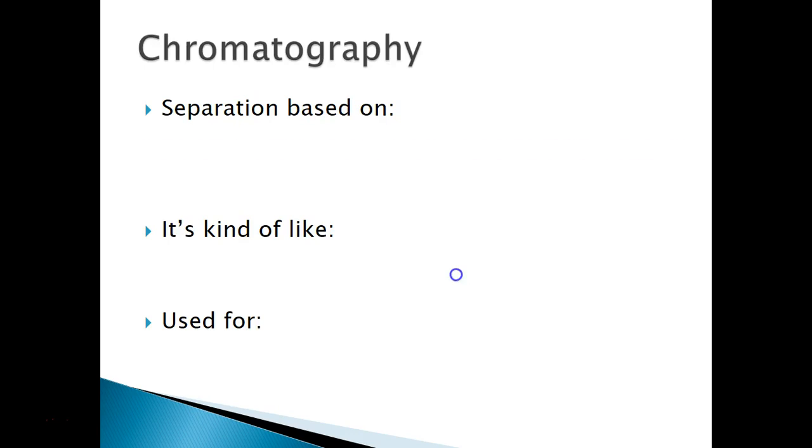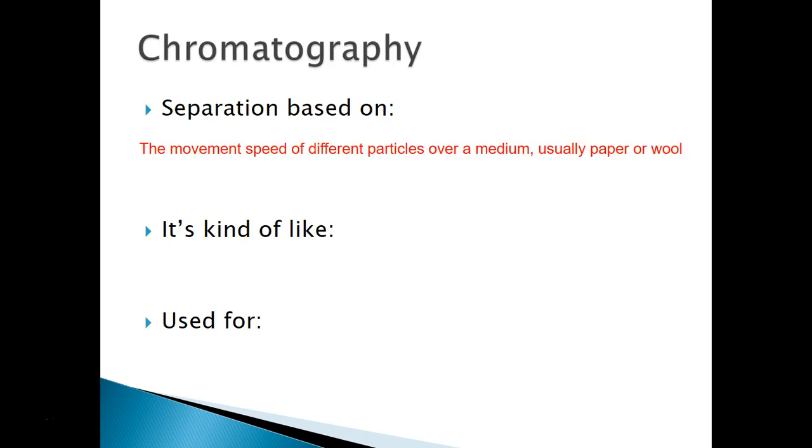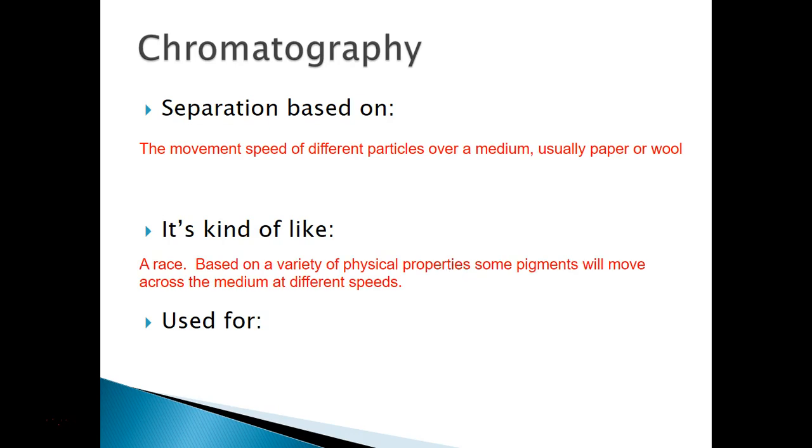Next is chromatography. Now chromatography is separation based on the movement speeds of different particles over a medium. Now the medium used is usually paper or wool. Now it's kind of like a race. Now because of a variety of physical properties, some pigments and inks will move across the medium at different speeds. So the faster pigments will travel further along the medium than the slower ones, and so the individual colors will get separated, and you'll see kind of a rainbow.